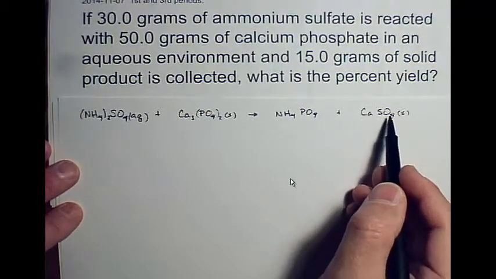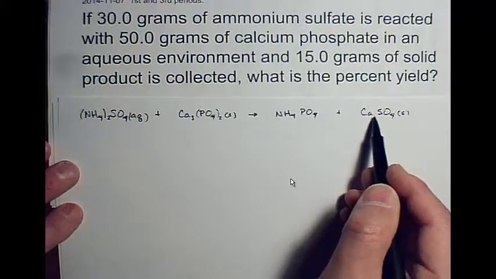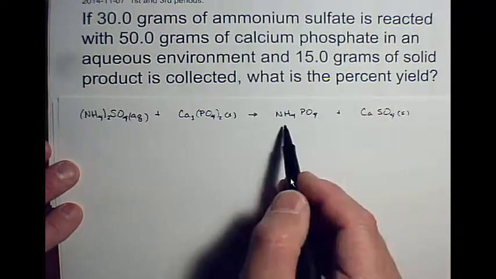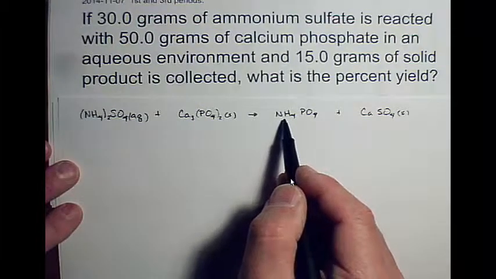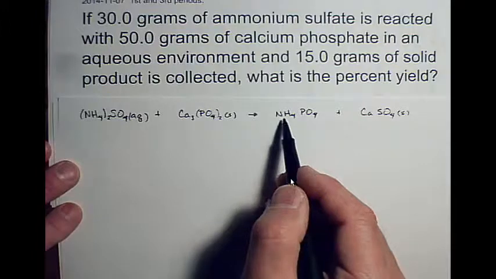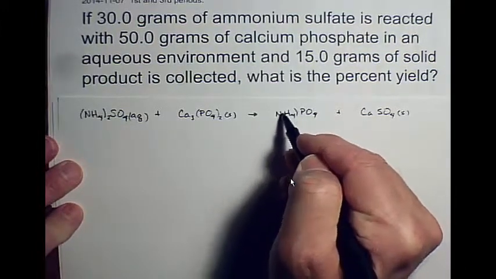So calcium has a 2 plus charge, sulfate's 2 negative. That's balanced as it's written. Phosphate, we said, has a 3 negative charge. Ammonium has a 1 plus charge, so we're going to need 3 of those.